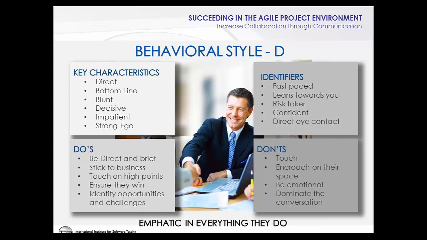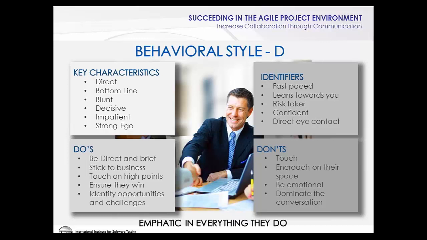Some key characteristics of a high D are that they're direct and to the point. They're strong-willed and impatient. The way to recognize the style is that they really love change, use lots of hand motions and gestures when speaking, and are quick decision makers. The value that they bring in a relationship is that they're self-starters and they have a competitive spirit. A way to communicate with the D style is to be direct and brief. They've got no time for chit-chat. That's what a D is.